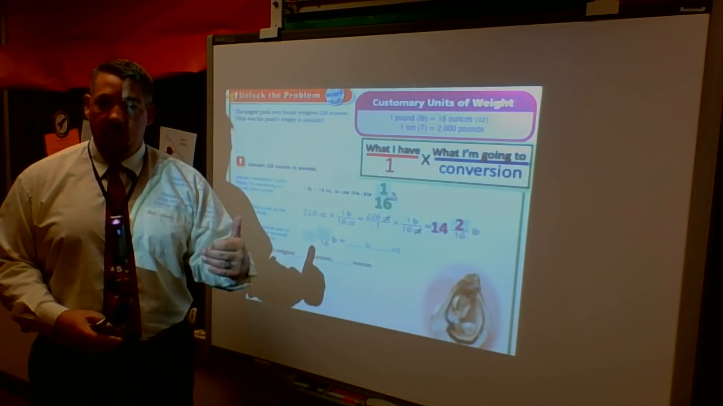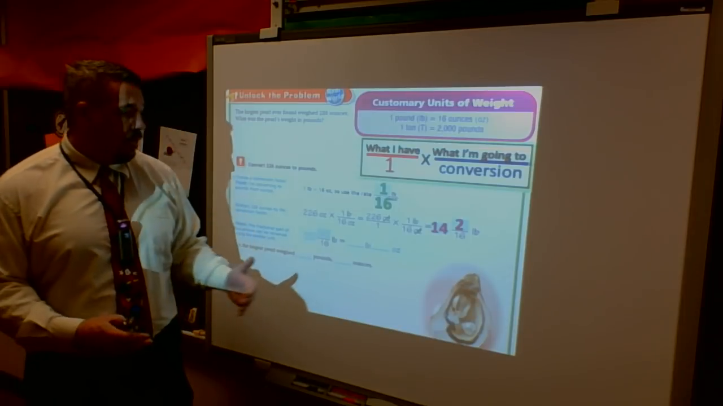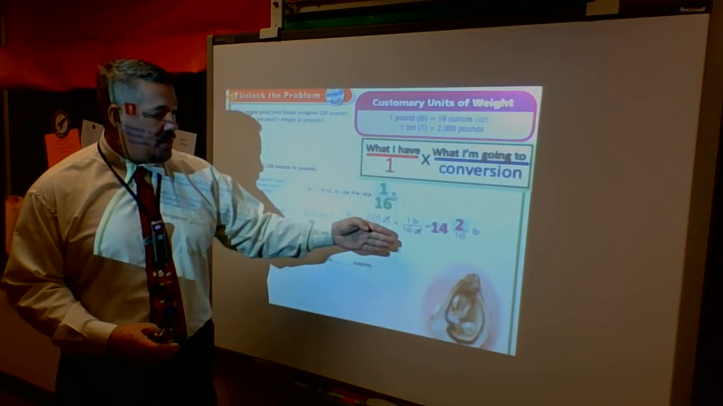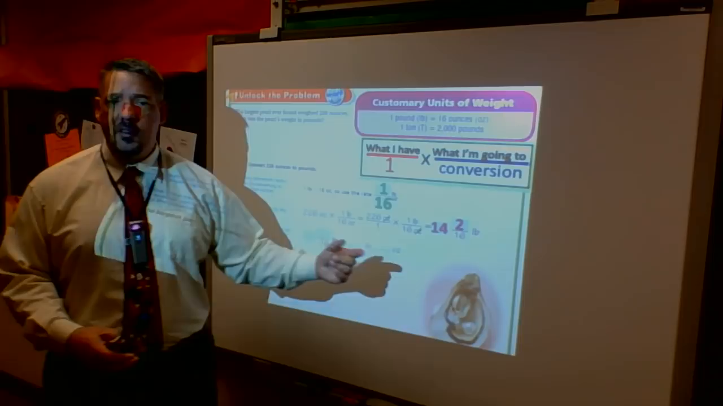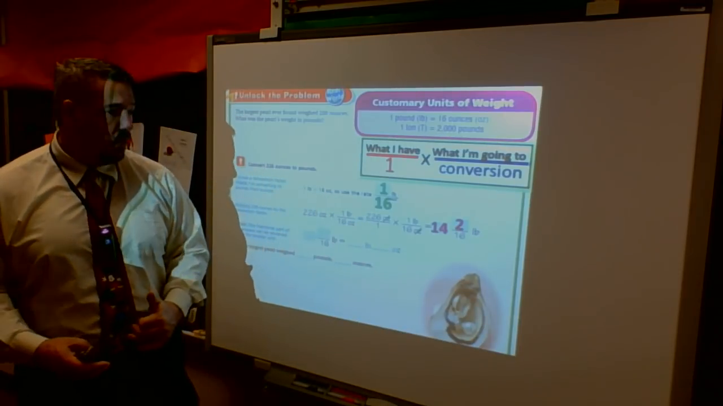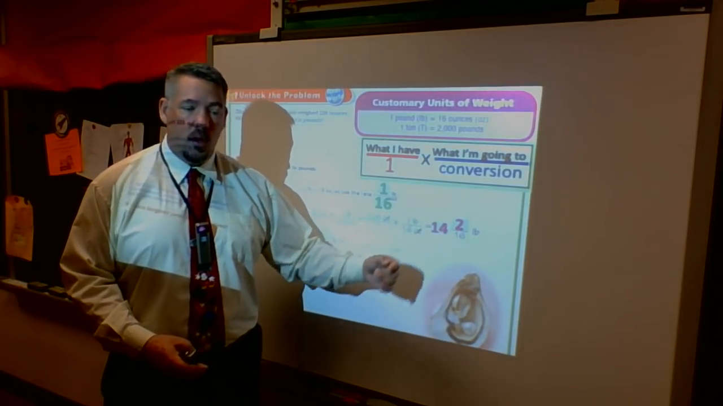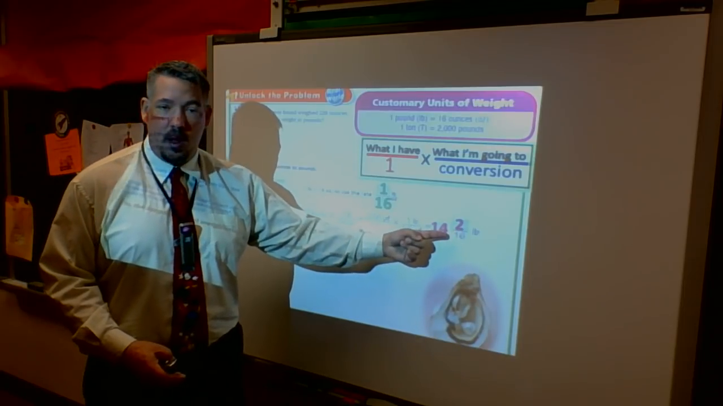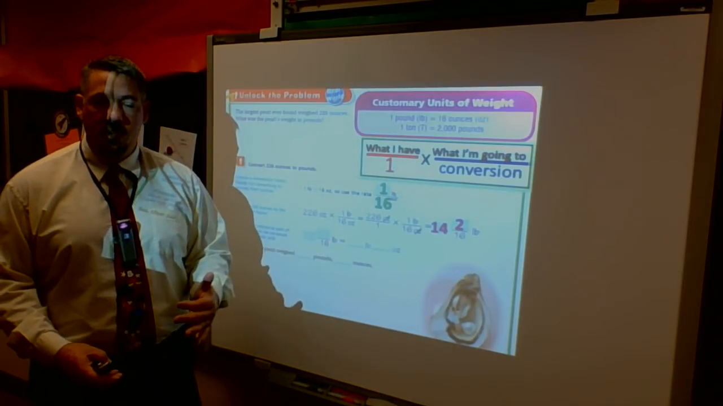A fraction tells me to divide. So when I divide 226 by 16, I get 14 with a remainder of 2. My remainder of 2 is my numerator. My divisor of 16 is my denominator. And then I would reduce it.